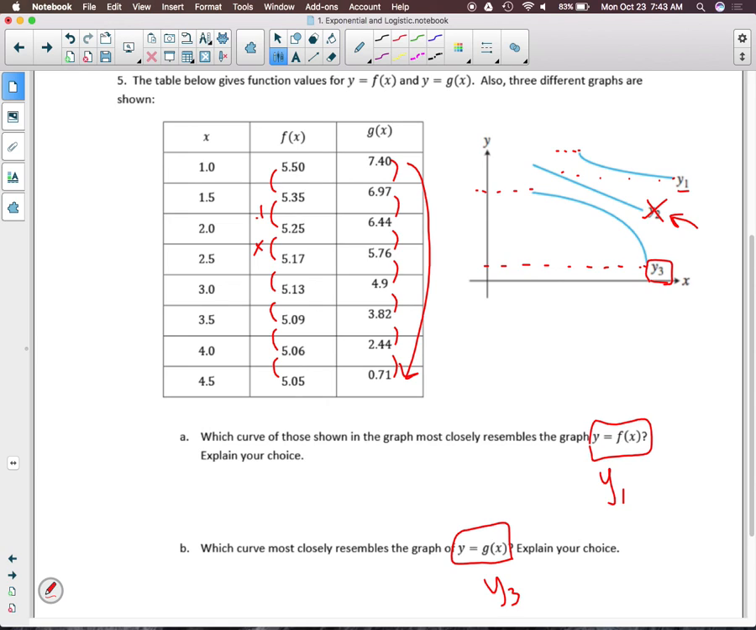And basically, explaining your choices is what I essentially just did out loud, right? That the change over time for g of x is much more rapid than f of x, and since y3 is decreasing at a faster rate than y1, it makes sense that g of x has to be y3.